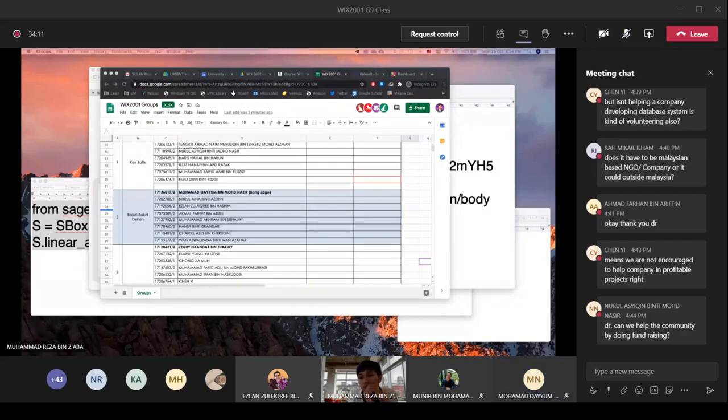Okay. But they really want a website, is it? The NGO wants a website. Is it, Kayu? We have identified that the NGO wants you to develop a website for them? So, Karim, are you there?